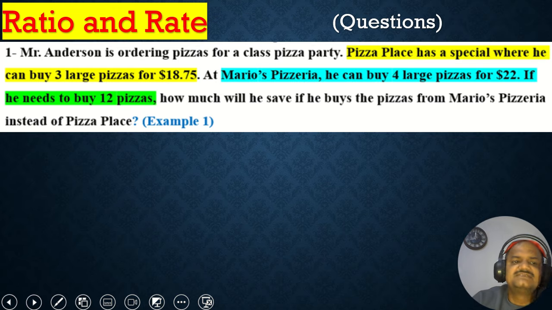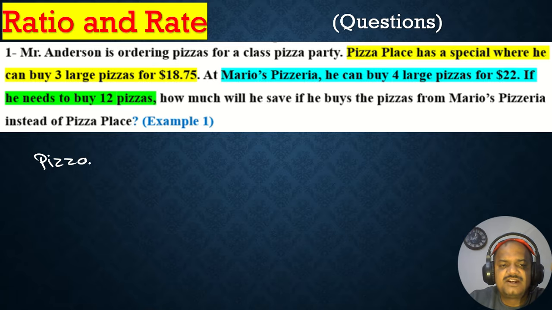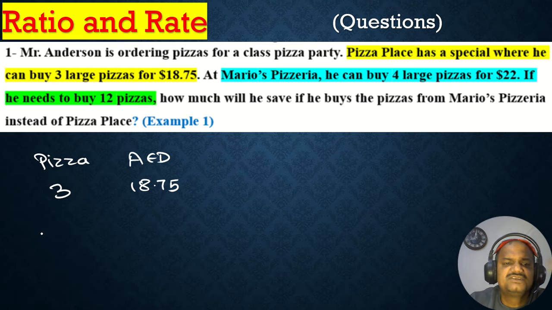Now, next is, Mr. Anderson is ordering pizza for a class pizza party. The pizza place has a special where he can buy 3 large pizzas. Now you see this pizza party and price in dirham. So 3 pizzas for 18.75. So how much will it be for one pizza?